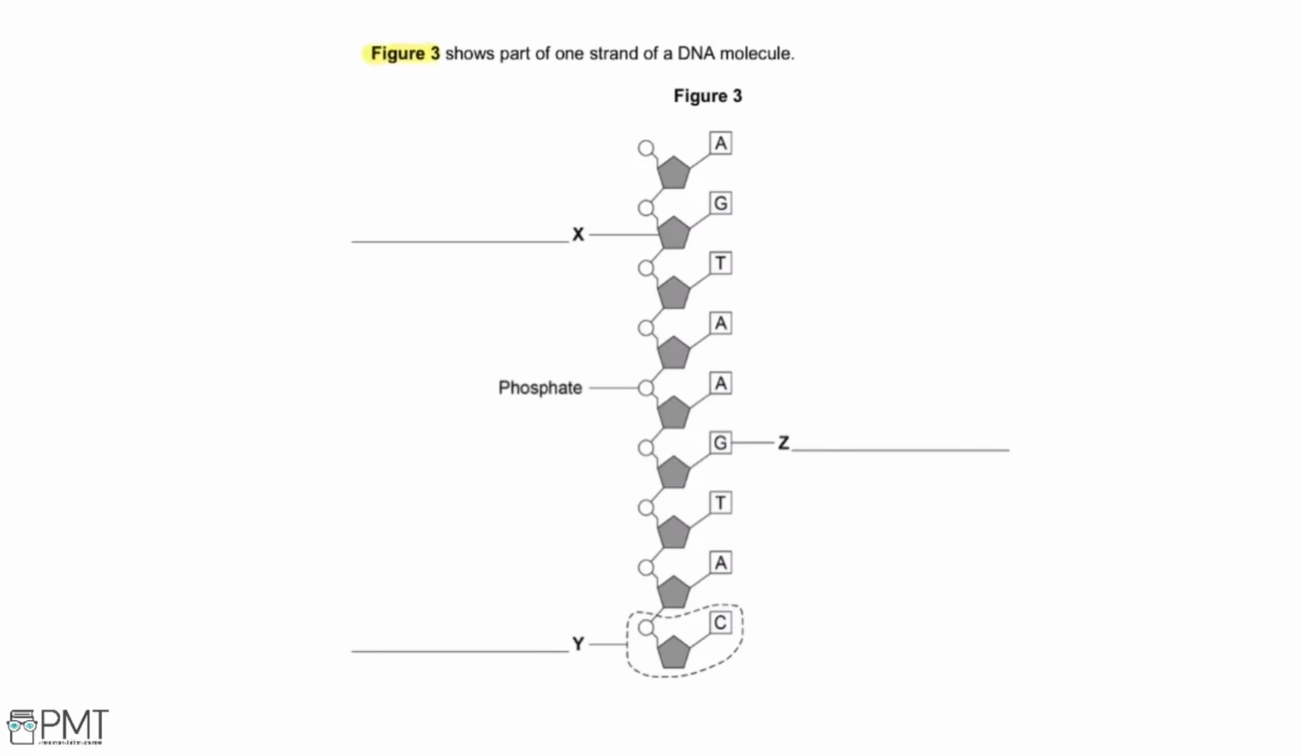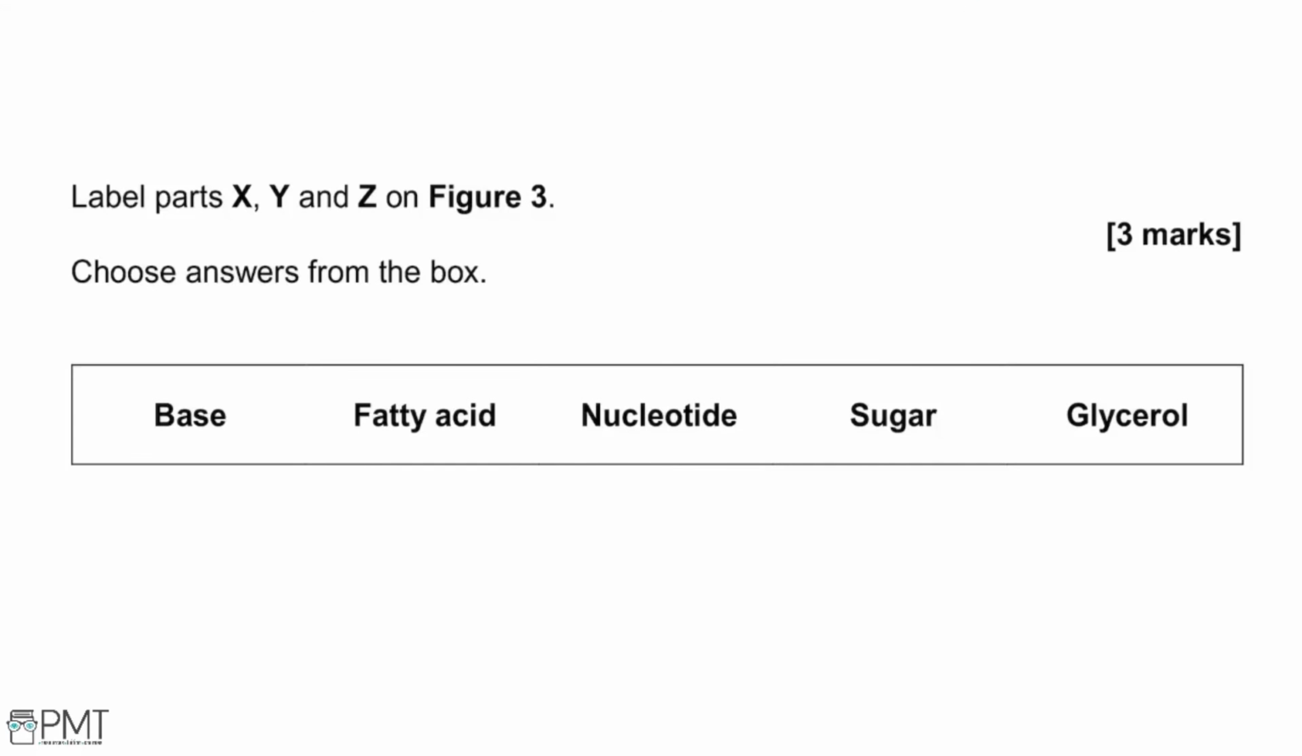Figure 3 shows parts of one strand of a DNA molecule. So here we have figure 3. It's given us empty labels X, Z and Y, and then we've got this phosphate group, which is the little white circle. Label parts X, Y and Z on figure 3. Choose answers from the box.